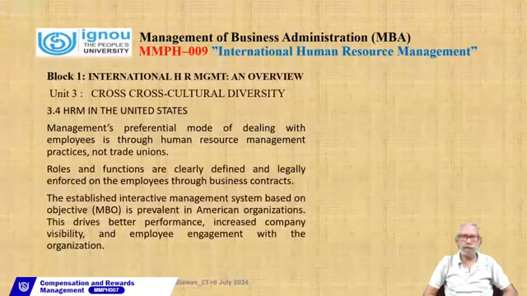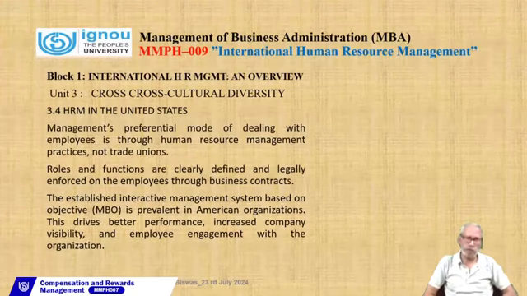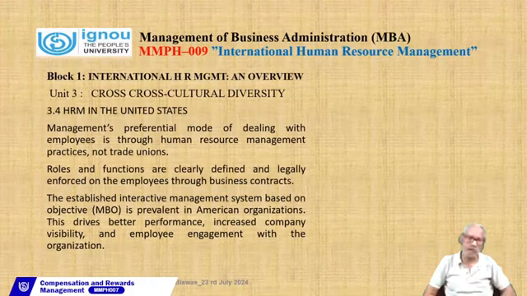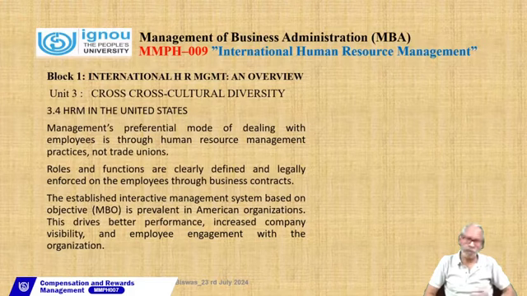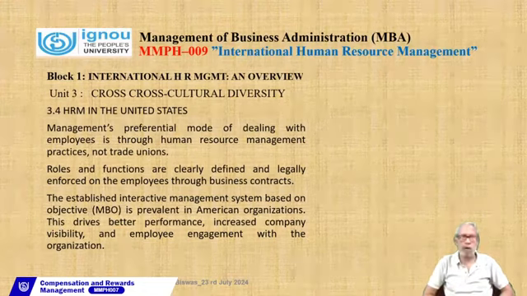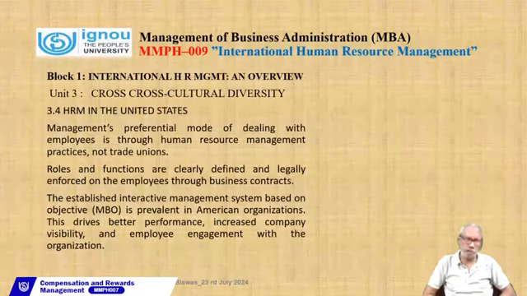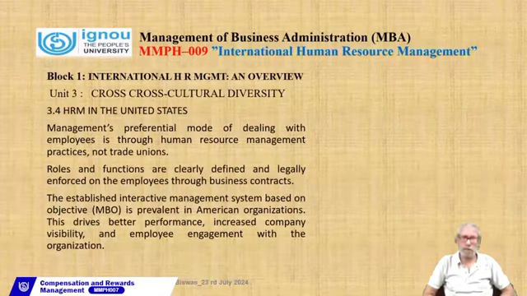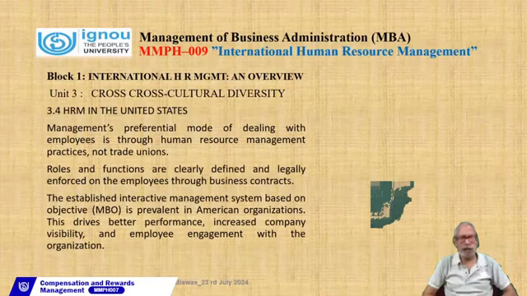The roles and functions are clearly defined and legally enforced on the employees through the business contracts. At the time of joining, the contract defines everything. Everything is in a legal process, and it will be enforced on the employees. So they establish interactive management systems based on objectives. Management by objectives is prevalent in American organizations. This drives better performance, increases the company's visibility, and employee engagement with the organization.